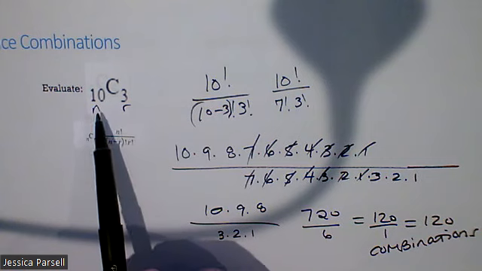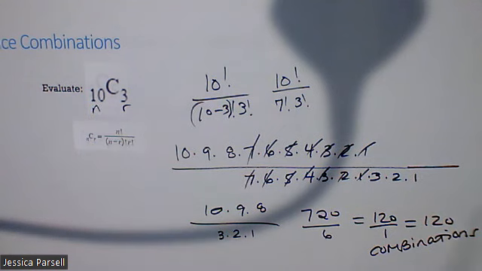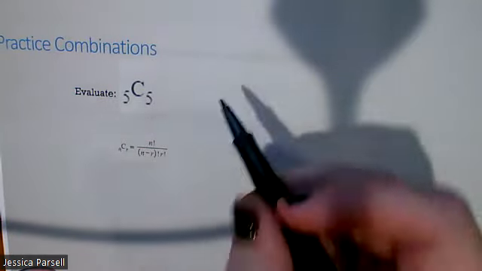So we would have 10 objects. We don't know what objects they are. They didn't tell us. And we are going to choose them 3 at a time, and the order doesn't matter. Combinations are free to do what they want. They don't care about order. All right, try this one. So pause the video.